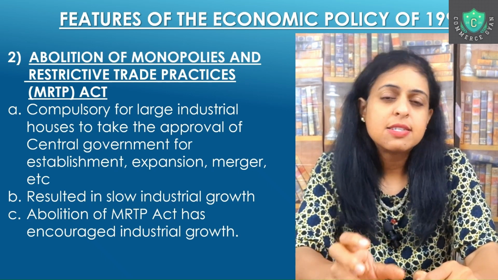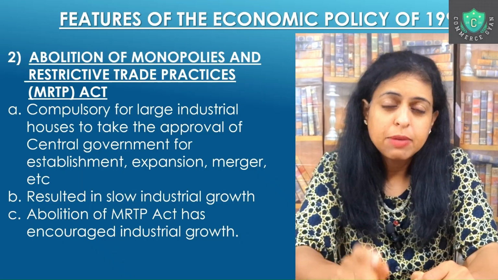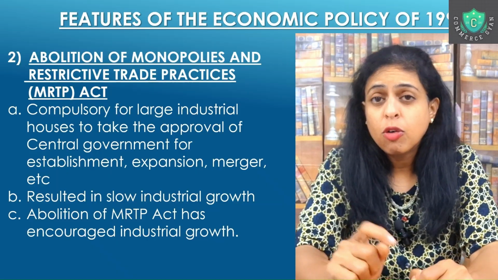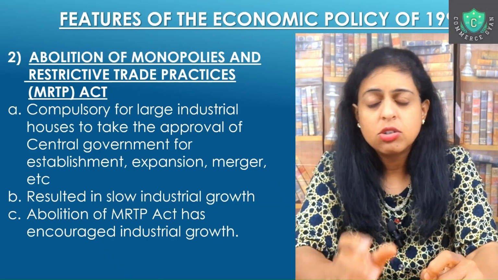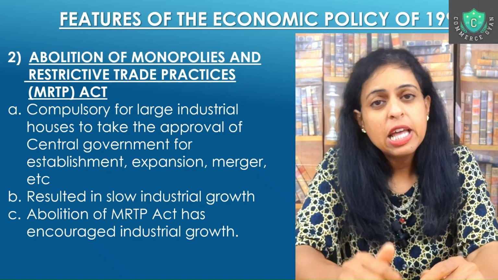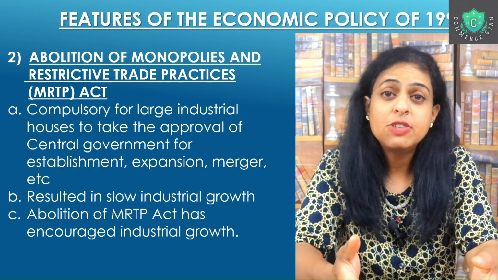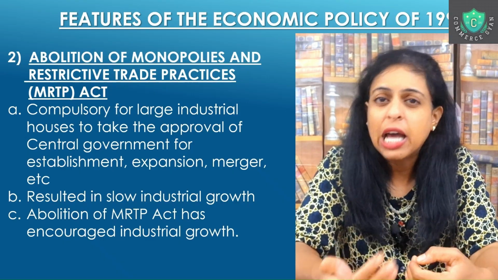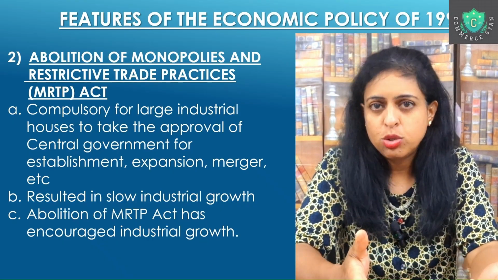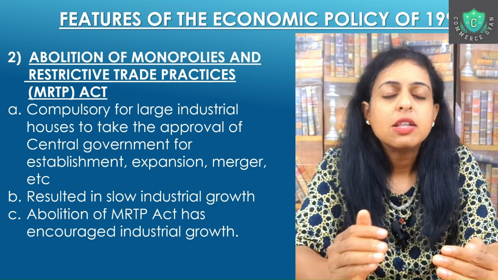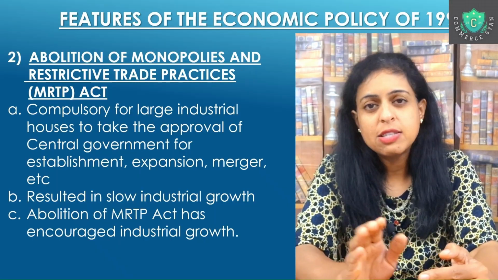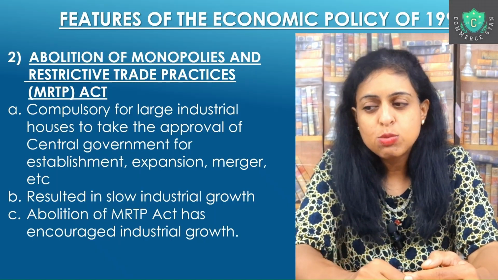These monopolies and restrictive trade practices had a very bad impact because there was a compulsory requirement for large industries and other such industries to take the permission of the central government for their expansion, mergers, and even establishment. Obviously, if you want to tie up with someone and have an expansion, you would need permission. Without permission, you can't do it, right? So restrictions were there. Then the government used to say that only one person will be there who sells this product in the market.